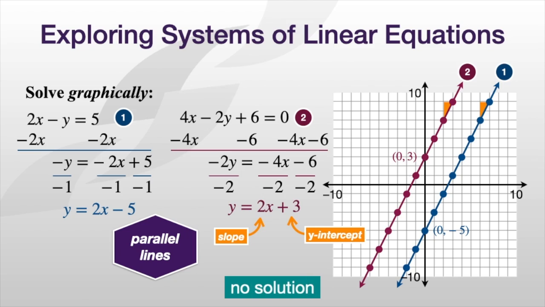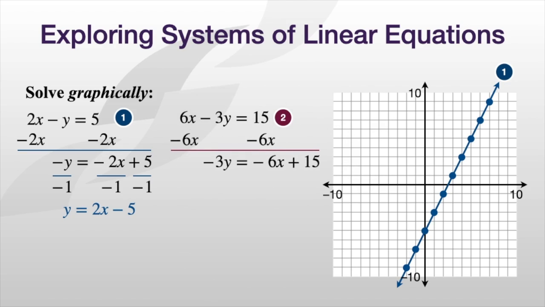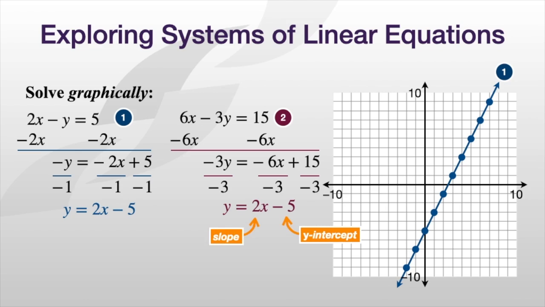Let's explore one more, again, sticking with the same first equation. What if the second equation were 6x minus 3y equals 15? Subtracting 6x, then dividing by -3, gives y equals 2x minus 5. Notice that equations 1 and 2 are the same. Each has a slope of 2 and a y-intercept of -5. Each point that makes up the first line is also a point on the second line. We call these coincident lines.